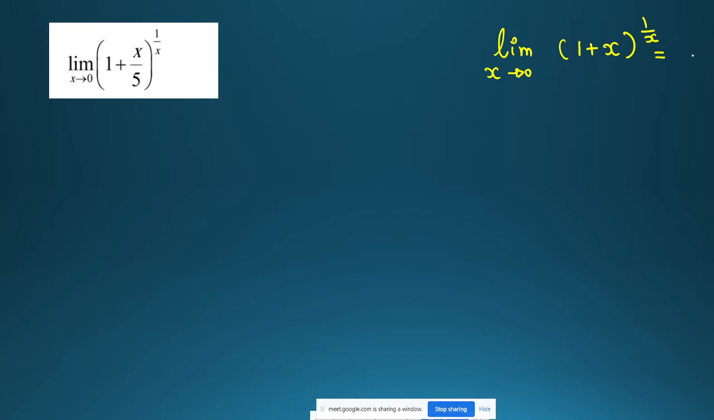The answer is going to be e, right? Yep. So, what is the difference? Again, we try to see the difference. In the formula there is x, here there is x by 5, right? So, wherever it is x, we try to convert it to x by 5. 1 plus x by 5 raised to 1 by x. I want to convert this 1 by x to x by 5.